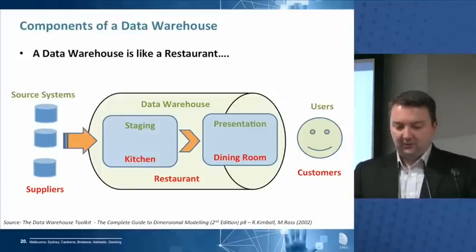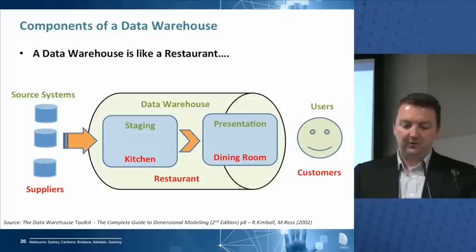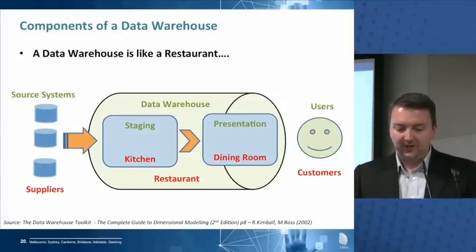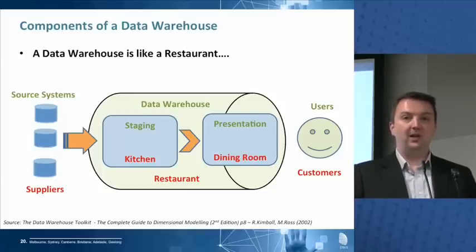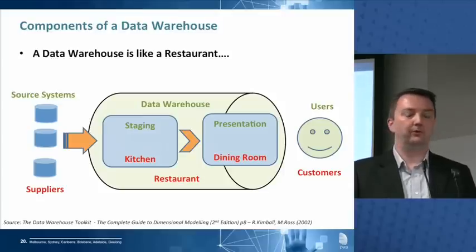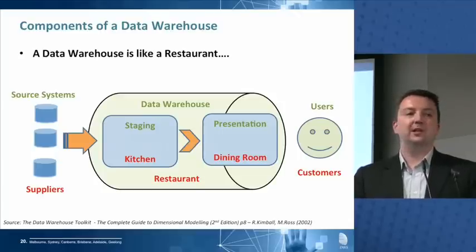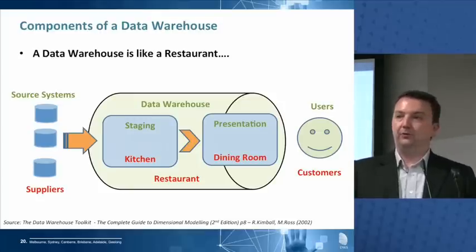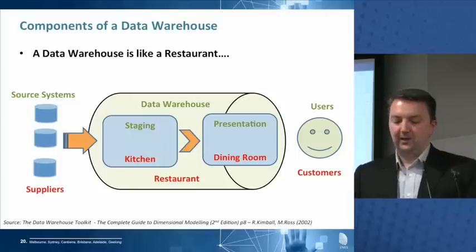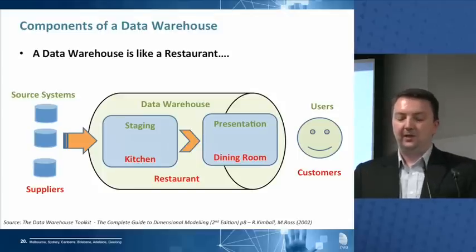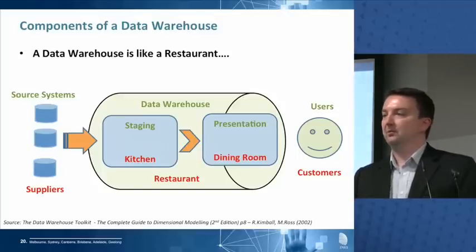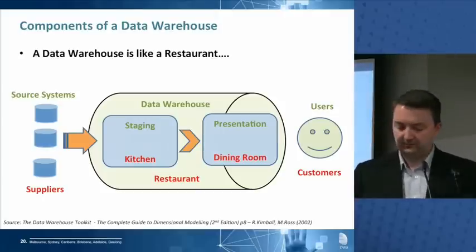A data warehouse is like a restaurant. So you can see on the slide there, we've got a data warehouse on the top, restaurant on the bottom. A data warehouse has source systems that supply data. A restaurant has suppliers that deliver it raw food products. The data warehouse has what we call a staging area, which is analogous to the kitchen of the restaurant. In the kitchen, we accept the raw food materials and turn them into meals. Those meals go to the dining room, where we will find customers. And in the data warehouse, the dining room is the presentation area, and that's where we find our users.